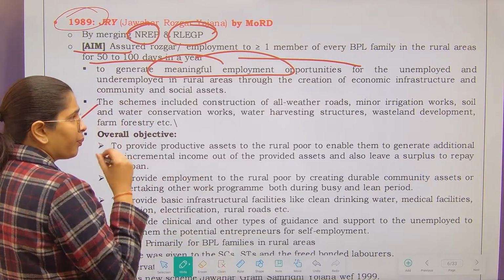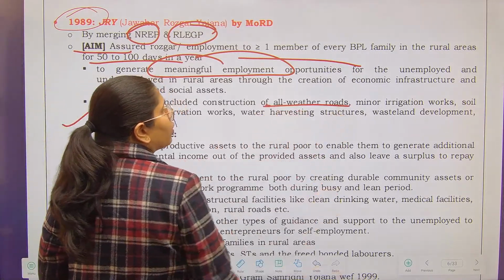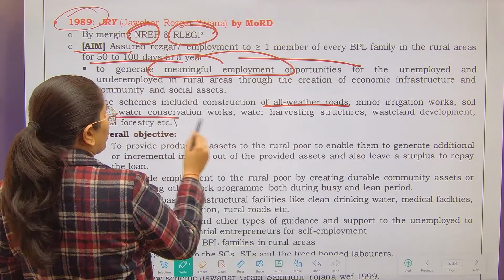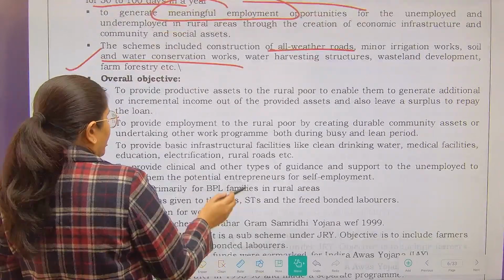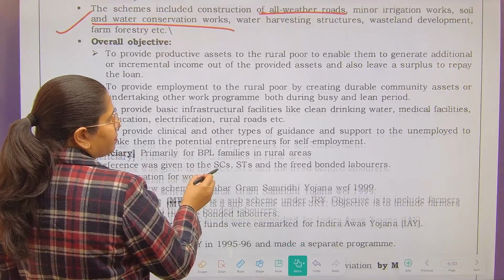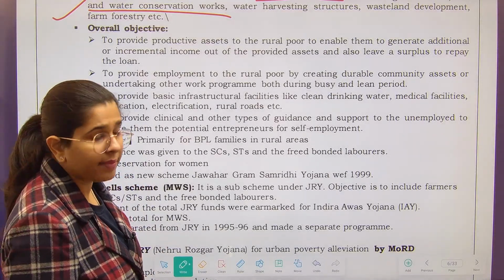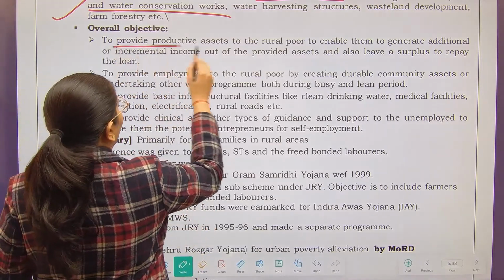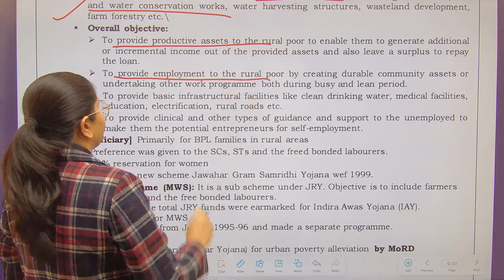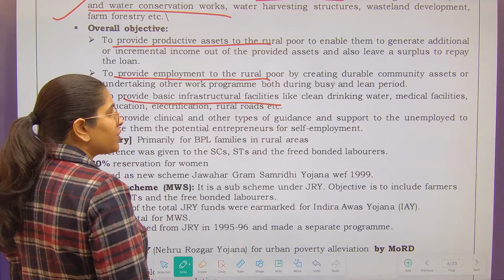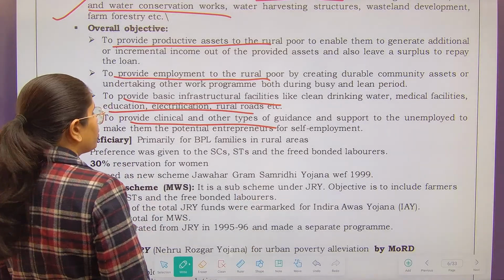Now, what kind of projects did these people work on? They worked on all weather road construction, minor irrigation work, soil and water conservation, water harvesting, wasteland development, farm and forestry, etc. Now, the overall objective, you can understand, this is the revision or the repetition of the same thing which I am telling you again and again. Here they wanted to provide productive assets to the rural poor. Apart from it, employment, basic infrastructure facilities like clean drinking water, medical facilities, etc. and to provide clinical and other types of guidance and support to the unemployed.